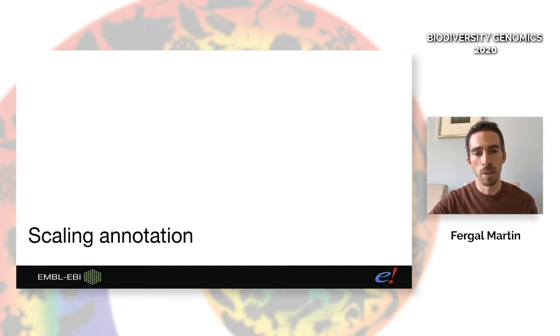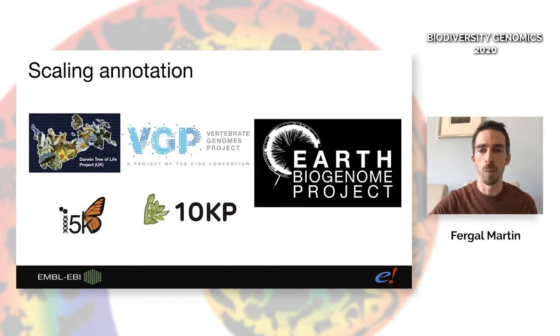So the first topic I wanted to talk about today was scaling annotation. And as I'm sure you're all aware, there are all these really cool projects like the VGP, Darwin Tree of Life, the Earth BioGenome Project. And effectively, they're generating all these really high quality reference assemblies. And we need to do annotation on all of these because a lot of the downstream analysis is going to be based off the annotation.